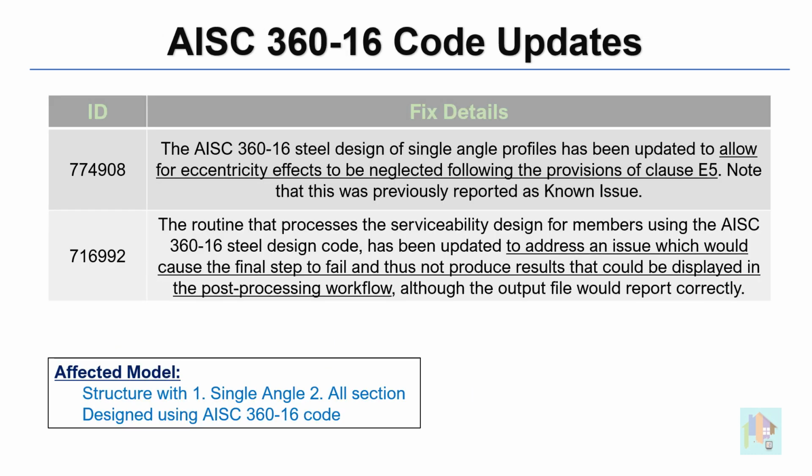With this implementation, a known issue of single-angle section design is fixed by neglecting the eccentricity effect as suggested in E5. Previously, conservative design results were reported as a larger slenderness effect was considered. For the deflection check, the design routine has been updated to consider the values properly and report the correct deflection and corresponding force value in the post-processing and output file.